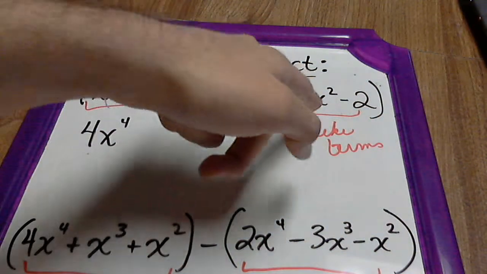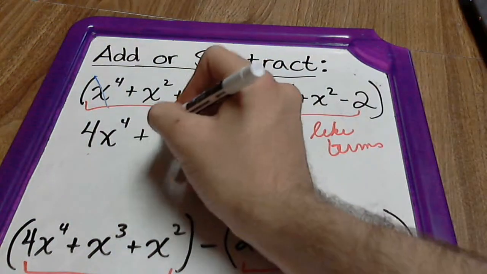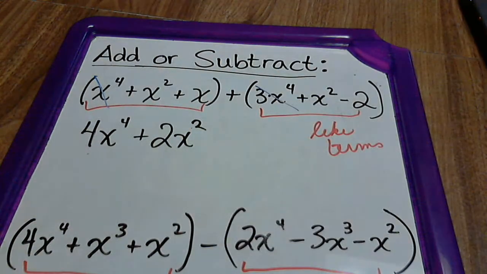Let's look at x squared plus x squared. Again, those are like terms. They have the same variable and the same exponent. So we add them together. 1x squared plus another x squared gives us 2x squareds. So we've got those taken care of.